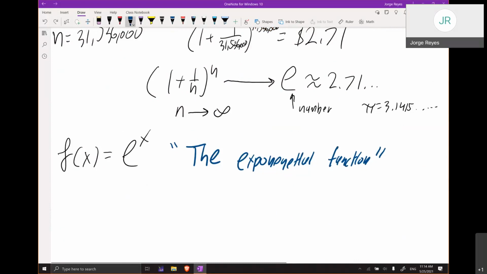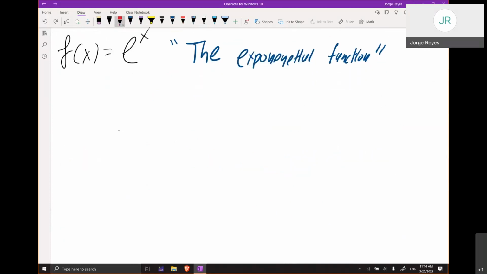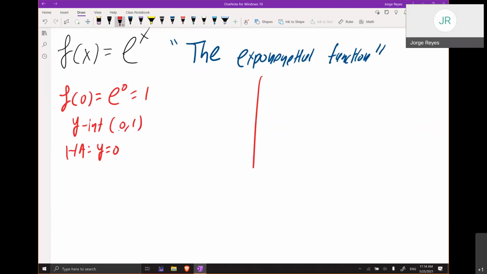And so really all we know about it, all that's easy, is that you know the y-intercept is 1. Because anything to the 0 power is 1. Okay? Besides that, you don't really know anything about e. Okay, so your graph should look like this.